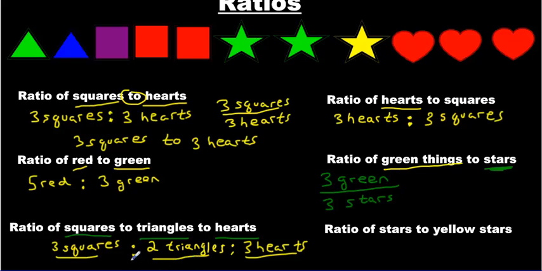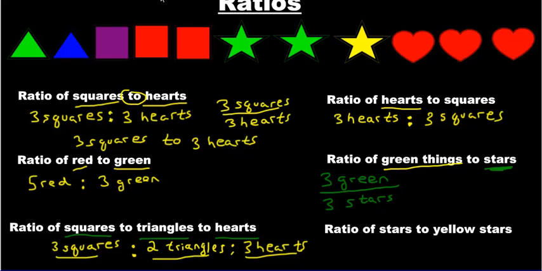You cannot write a 3-term ratio as a fraction, like a fraction form. You can't write 3 squares on top of 2 triangles on top of 3 hearts and say, hey, this is right. No, it's not right. You cannot do this. This is something we just invented, but it's wrong. So we'll erase it. You can only do the fraction form in a 2-term ratio.